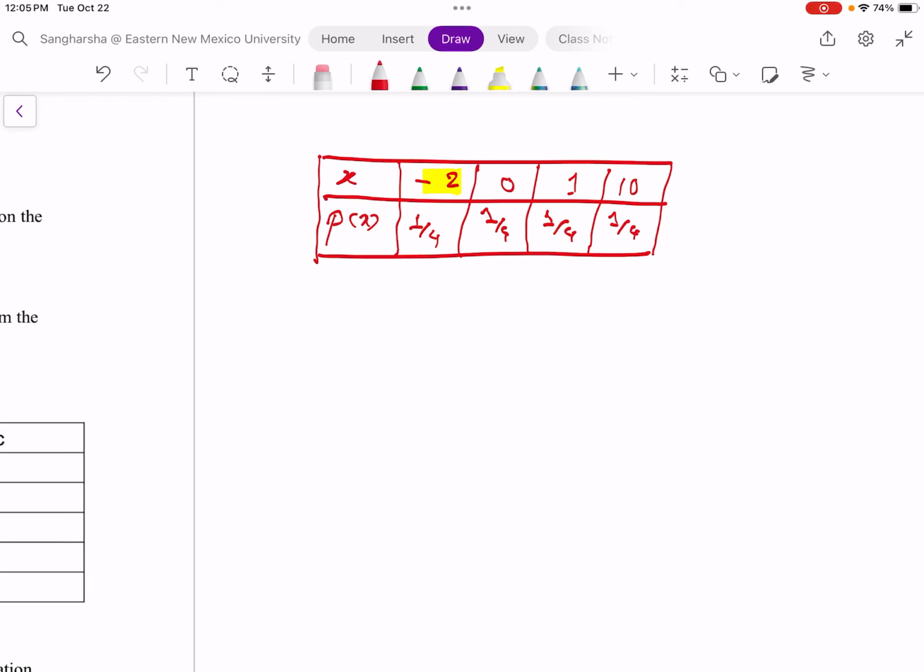And what kind of distribution is this? Is it a discrete distribution or a continuous distribution? So what is your x here? What type of x is this? Is this your discrete random variable or continuous random variable? It's a discrete. Okay. Why is it discrete?